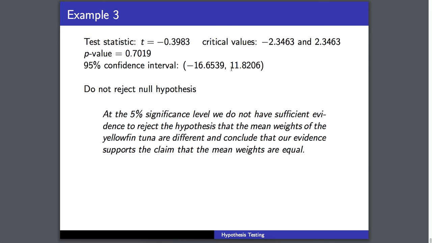So at the 5% significance level, we do not have sufficient evidence to reject the hypothesis that the mean weights of the yellowfin tuna are different. Include that our evidence supports the claim that the mean weights are equal. Again, our evidence supports it. It doesn't prove it. We just have evidence to believe that the mean weights are in fact equal to one another.